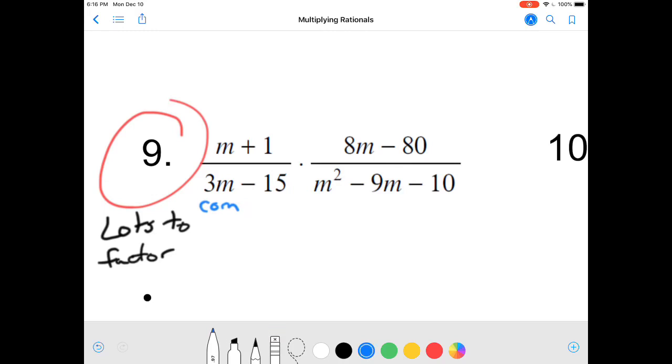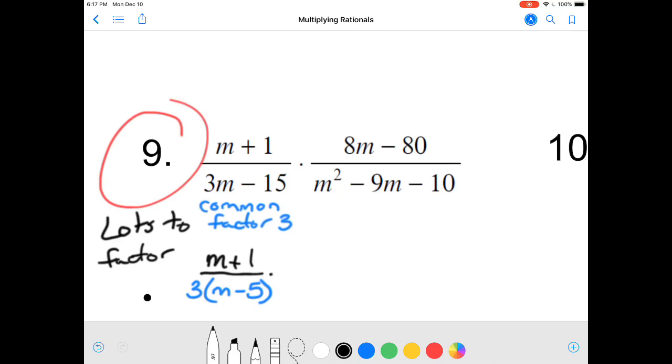So, the common factor between 3m minus 15 is going to be 3. 3m and 15 can both be divided by 3. So let's put our 3 on the outside of the parentheses. And we're going to have m plus 1 over 3 times m minus 5. 15 divided by 3 is 5.